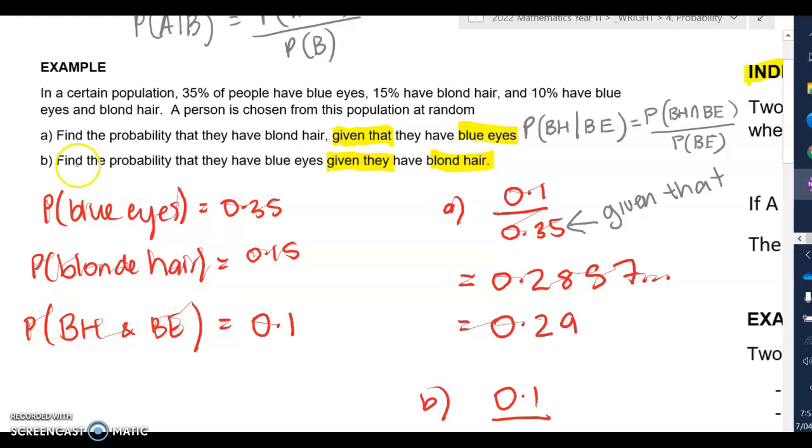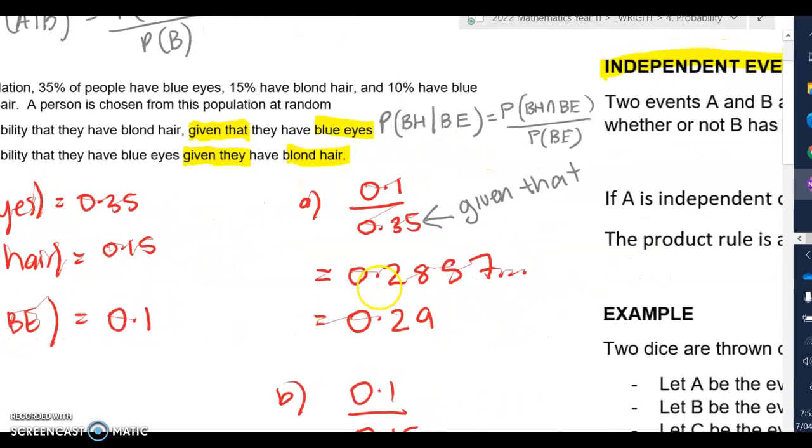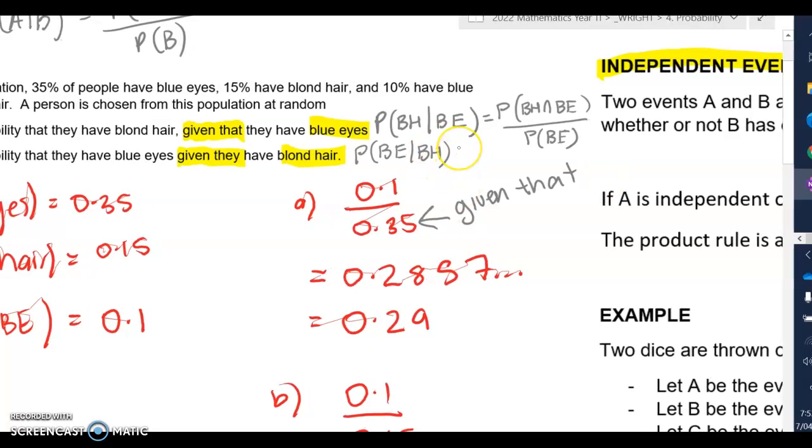Now, part B says, find the probability that they have blue eyes given that they have blonde hair. So the probability that they have blue eyes given that they have blonde hair. Well, let's have a look at that one. It's going to be the probability of blue eyes and blonde hair again over the probability of blonde hair. So a little bit different to the first one, but not too much.